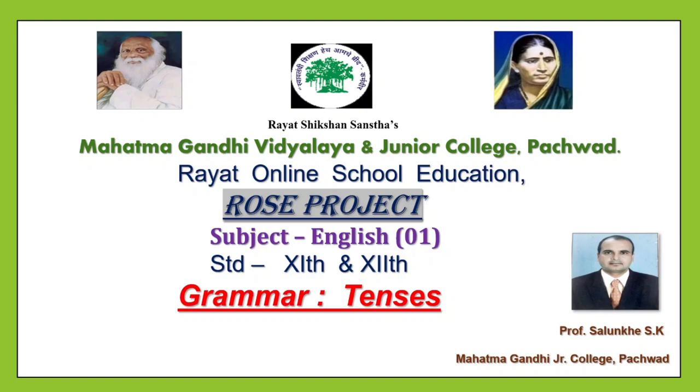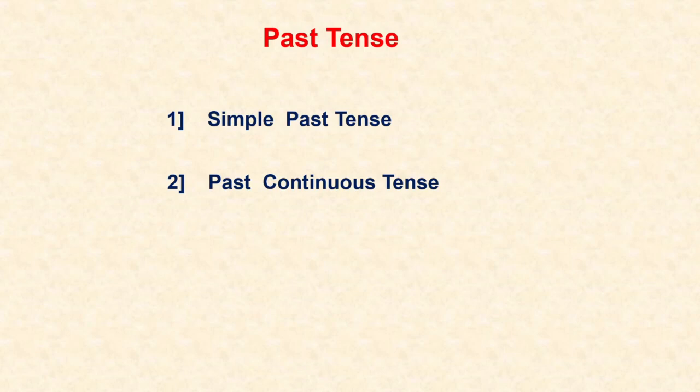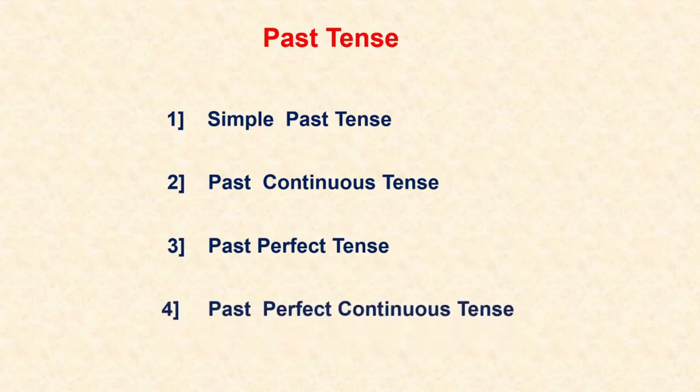In today's video, we are going to discuss tenses, and today's topic is past tense. So let's begin the past tense. In past tense, we have four types. The first one is simple past tense. Second, we have past continuous tense. Third, we will study past perfect tense, and fourth, past perfect continuous tense. These four tenses we are going to discuss in today's video. So watch and listen carefully.